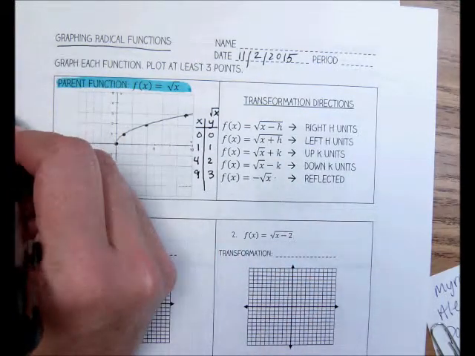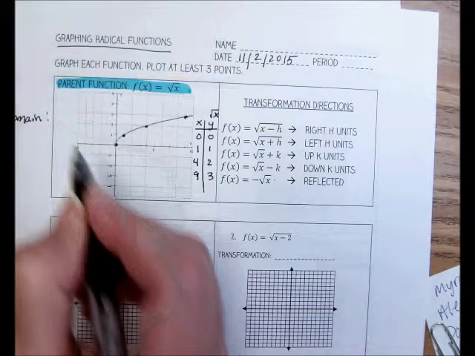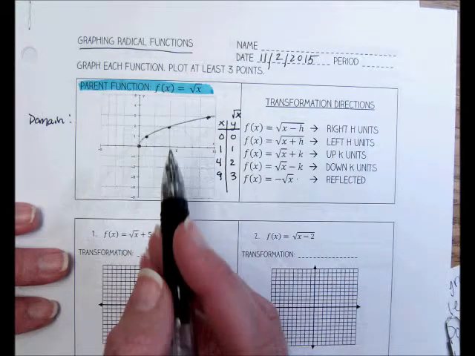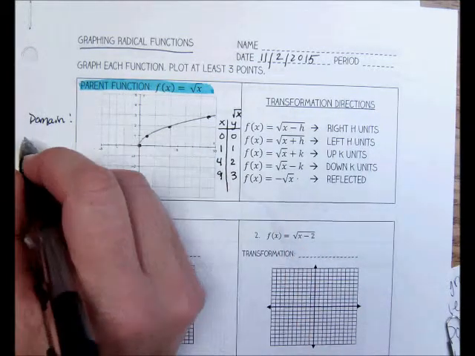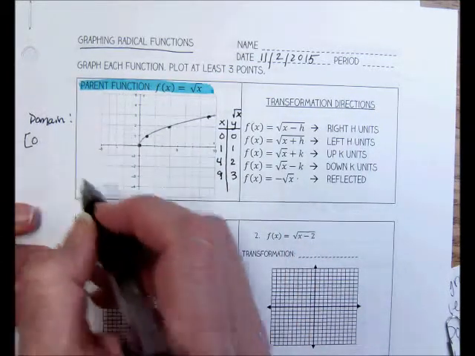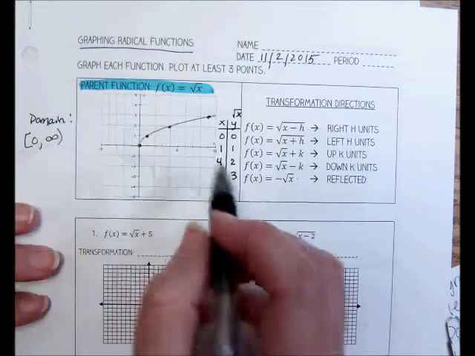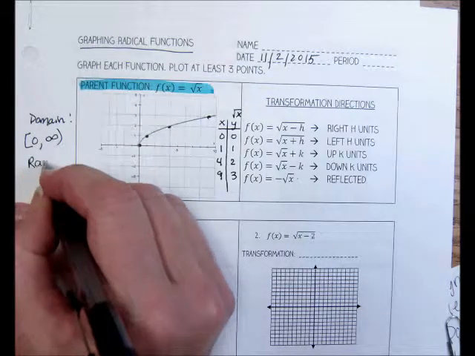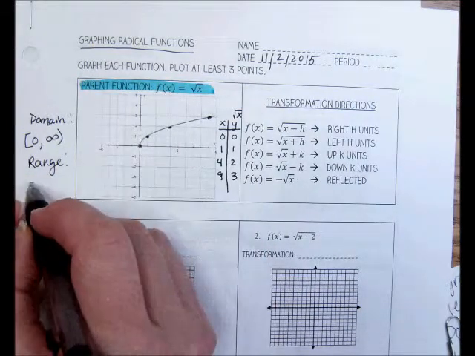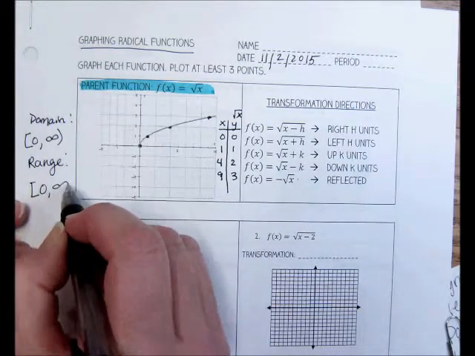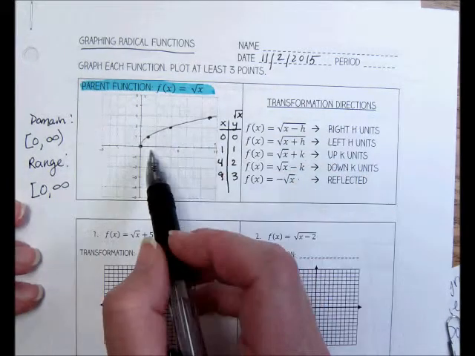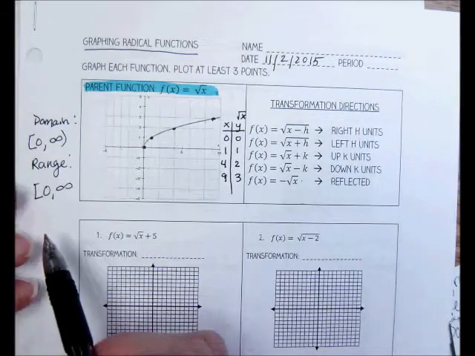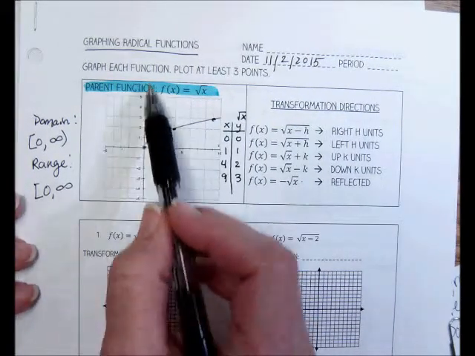We talked a little bit today about domain, and the domain of a function is all of the x values for the function. In this case, the x values can be 0, and they can go all the way up to infinity. And the range are my y values, and they can also go from 0 all the way up to infinity. So my domain would include 0 and go all the way up to infinity, and my range would go from 0 all the way up to infinity.